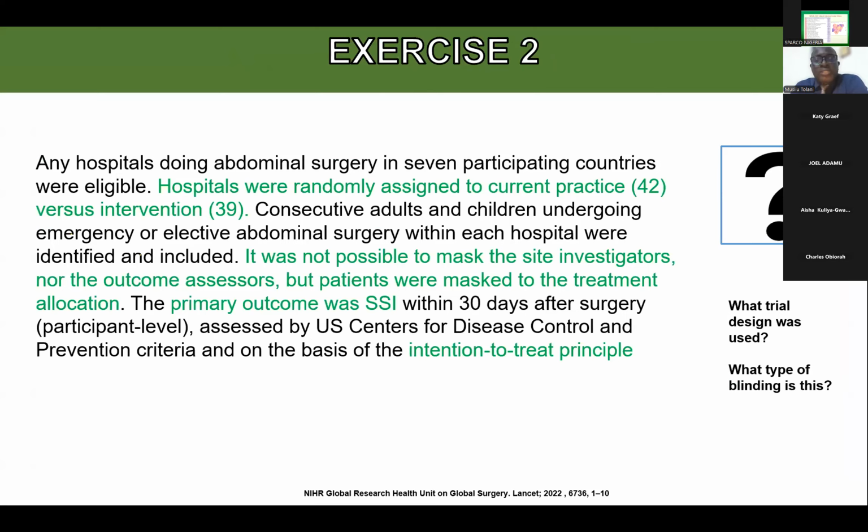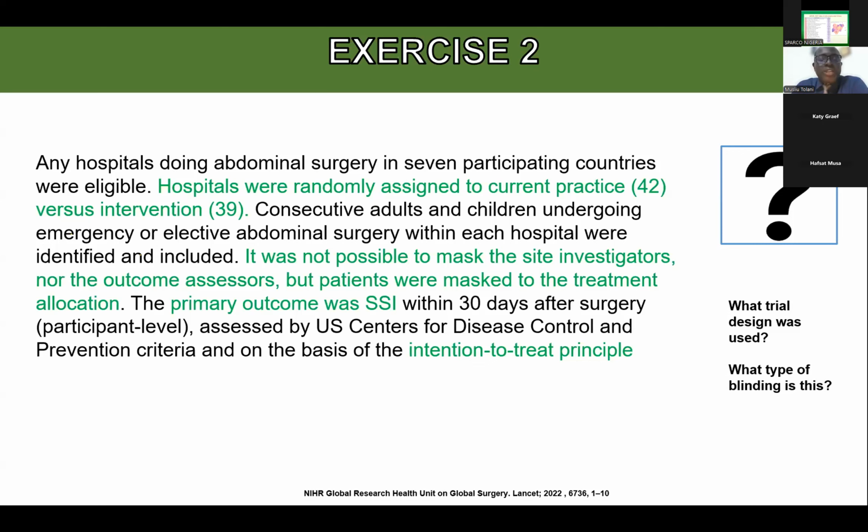Hospitals were randomly assigned to current practice versus intervention. And if you look at this trial design and reflect on the types of randomized trials we talked about, this will be called a cluster randomized trial. Again, we'll just want to reflect on the blinding we talked about.